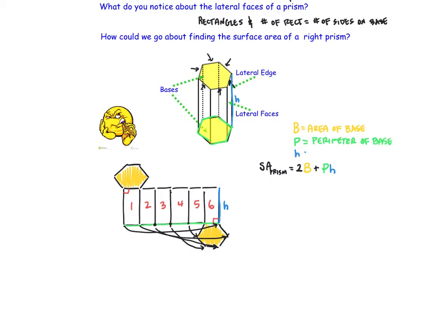And H is going to be the height of the prism. I'm going to leave that as a lowercase h for now, but we'll see another lowercase h in a few moments. All right, so that's our general formula. Let's carry that with us.